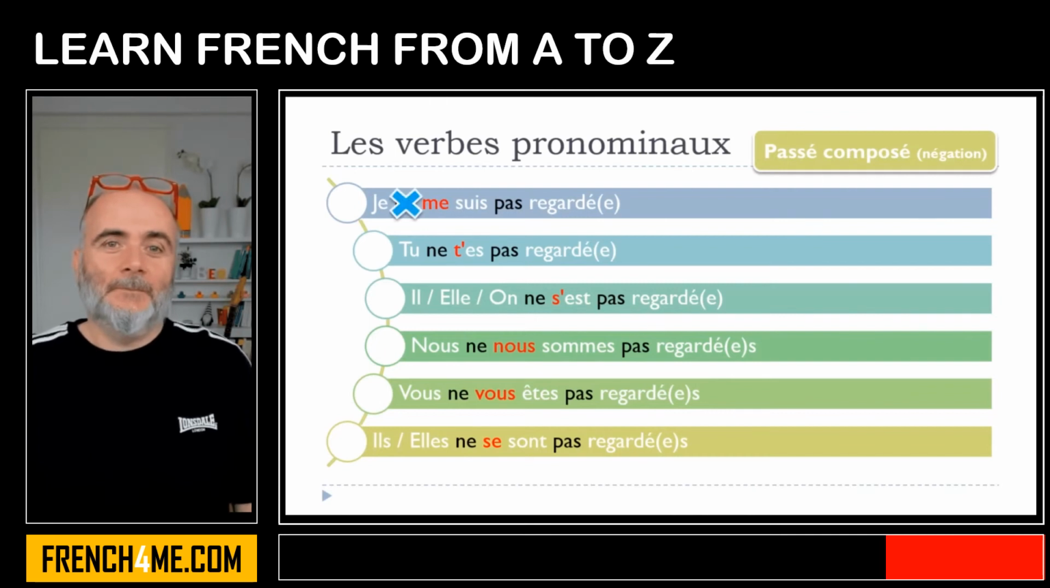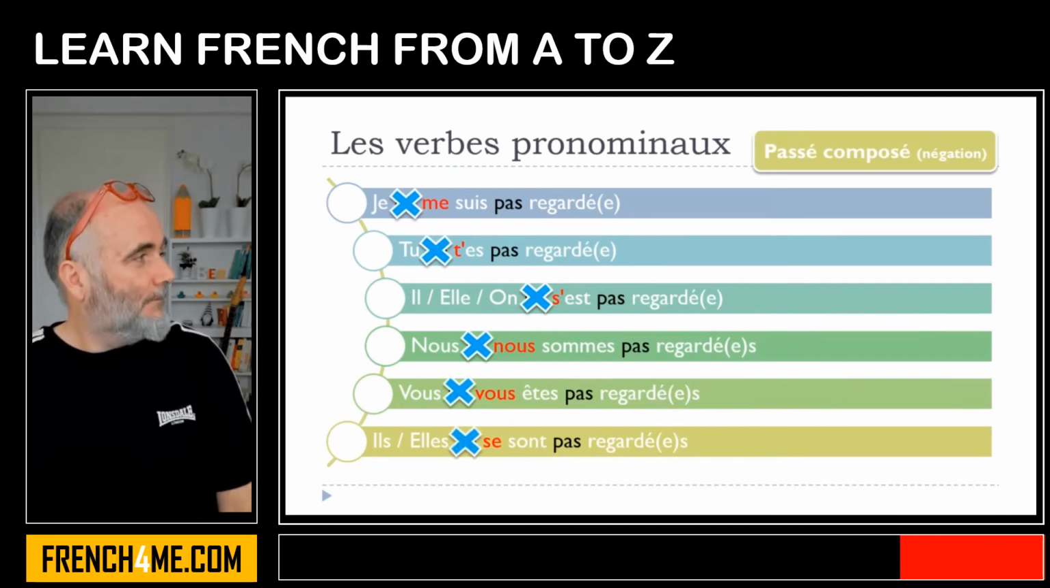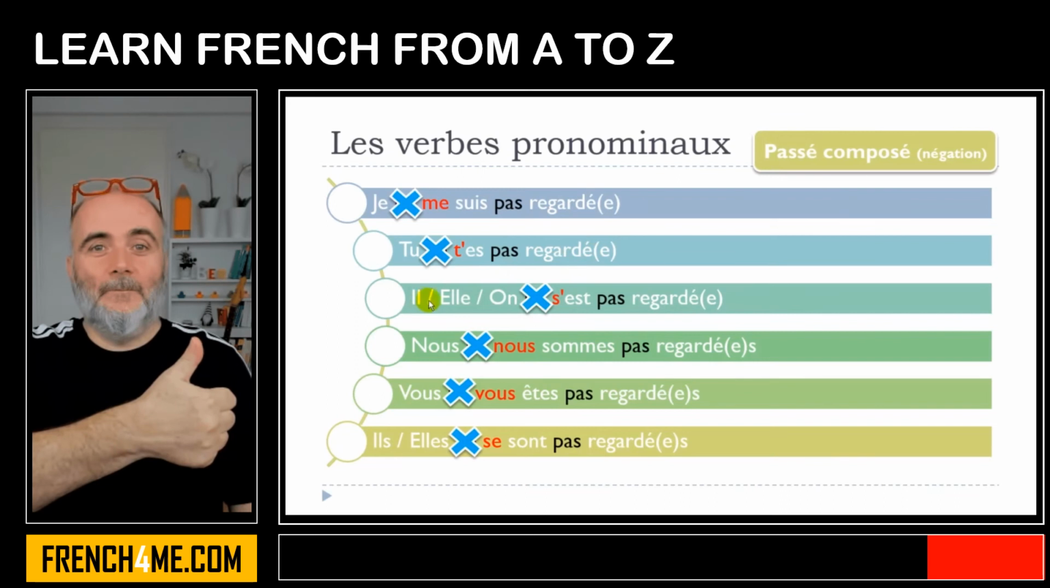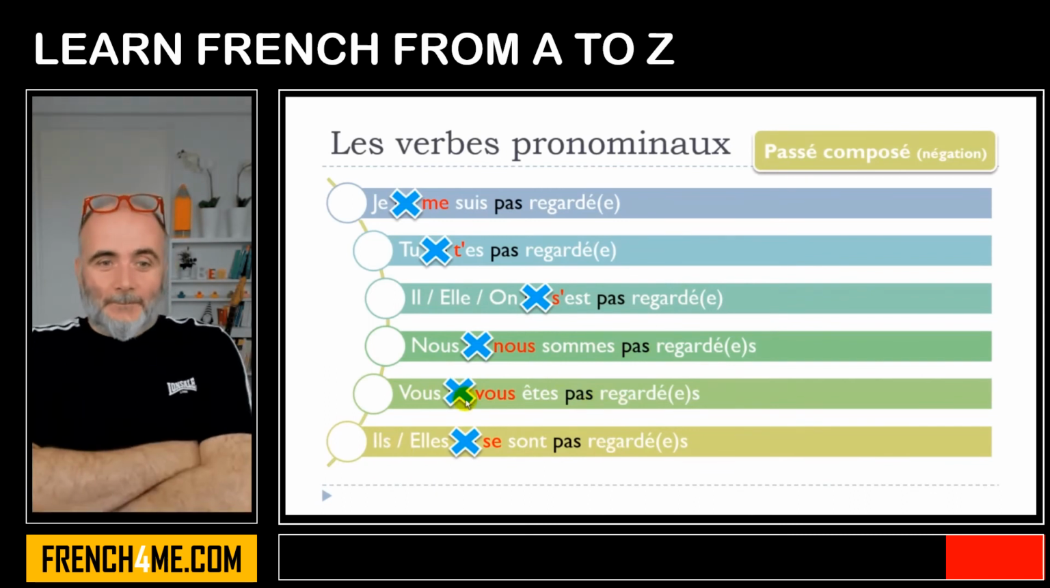But of course, as I told you, the way French people will do it in a not formal context is just to drop the ne. And so you will end up with this form. Je me suis pas regardé. Tu t'es pas regardé. Il, elle, on s'est pas regardé. Nous nous sommes pas regardés. Vous vous êtes pas regardés. Ils, elles se sont pas regardés.